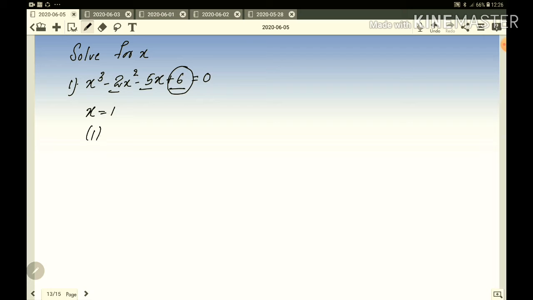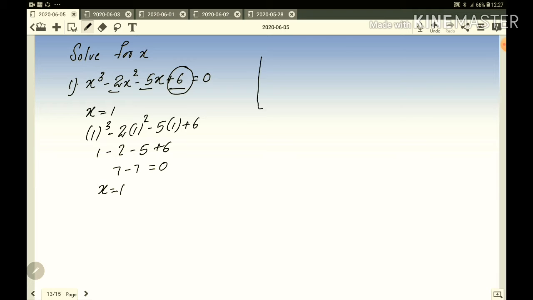I am substituting here 1 cube minus 2 times 1 square minus 5 times 1 plus 6. So it's going to be 1 minus 2 minus 5 plus 6. I can see that 7 minus 7 is going to be 0, which means it's a solution. x is equal to 1 is one of the solutions. Now how many of them are left? 2 more, isn't it? For that I'm using the synthetic method.